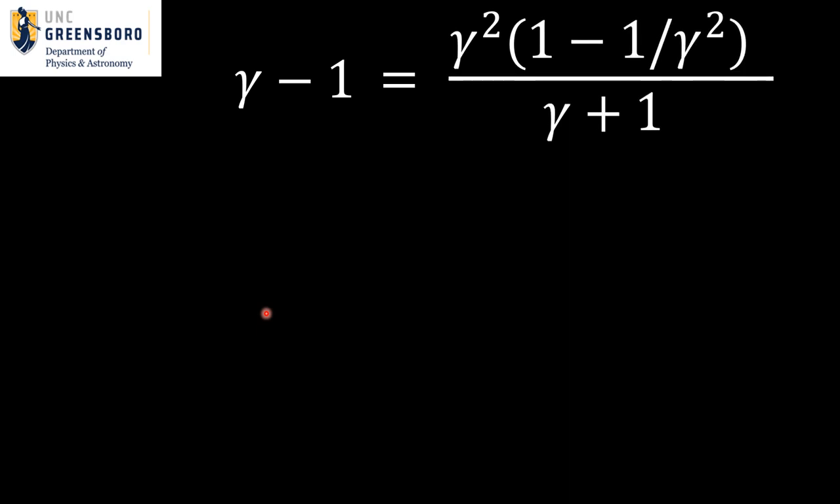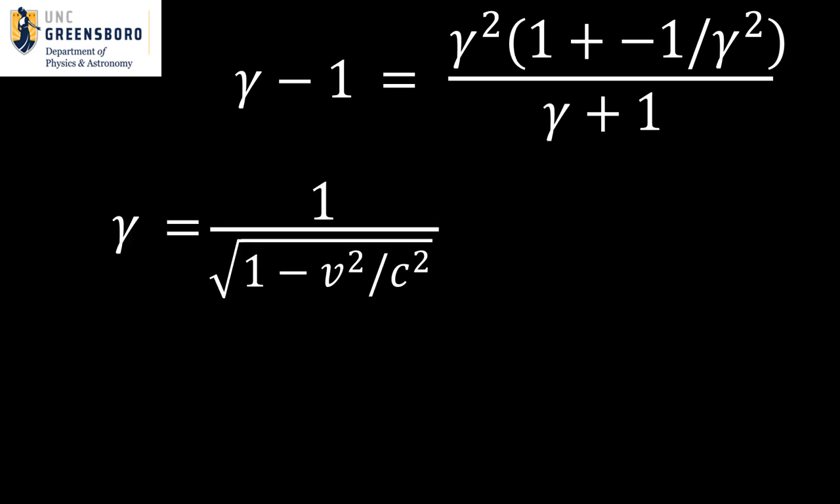And now I'm going to take another step that again is not at all obvious. I am doing this one specifically because I think it makes the subsequent steps a little easier to see. What I'm going to do is, instead of leaving it as 1 minus, I'm going to change it to 1 plus negative 1 over gamma squared. And you'll see why in just a moment, but now let's focus on gamma.